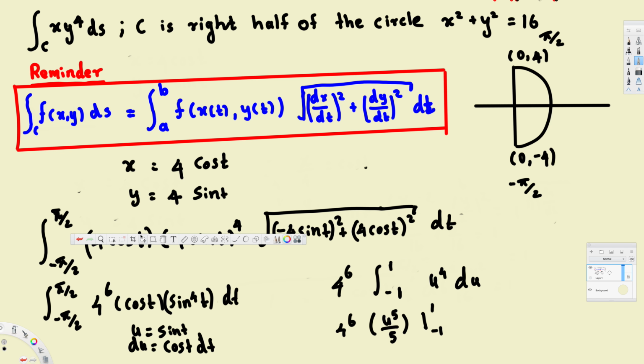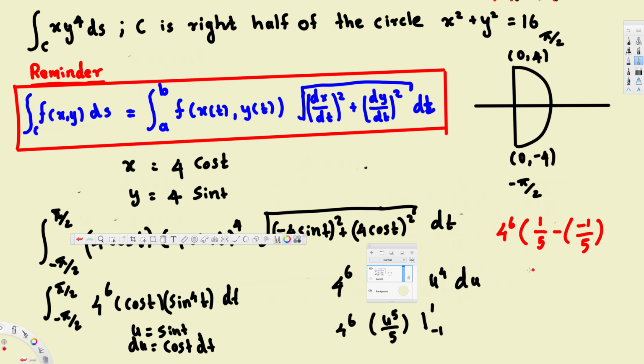Now our final answer is going to be 4 power 6 times u power 5. First I am plugging 1 here, so this is going to be 1 over 5. 1 power 5 is just 1. Okay, so this is going to be 1 over 5. Then minus, since we have an odd power, minus 1 times 1 power 5, that's still minus 1, so this is going to be minus 1 over 5, and if we simplify this one, that's going to give us 4 power 6, 1 over 5 minus minus, that's going to make this one plus, so 1 plus 1, that's going to be 2 over 5.